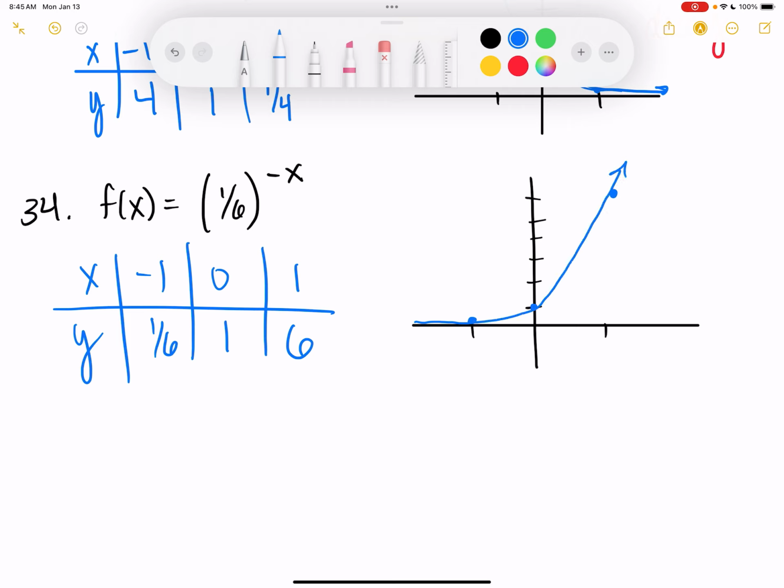And then we just connect it again. It doesn't cross the y. So this one would be a growth function, which again, they're not asking you to say if it's growth or decay, but it's good to just be familiar with that overall.